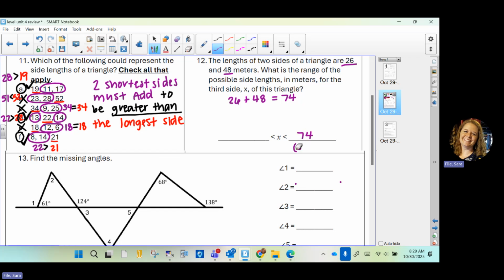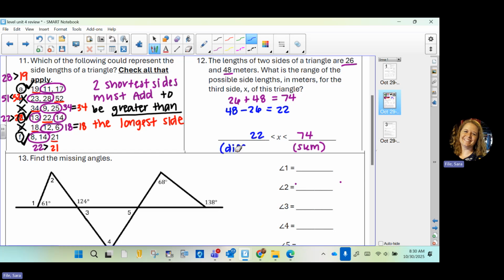So 74 is the upper end of the range. This is your sum. The sum is when you add. Then we have to find the difference. So take your bigger number minus your smaller number. So 48 minus 26 is 22. So if 22 was the third side, 26 and 22 would add to 48. So it can't be exactly 22. It's got to be greater than 22, which is what this inequality says.